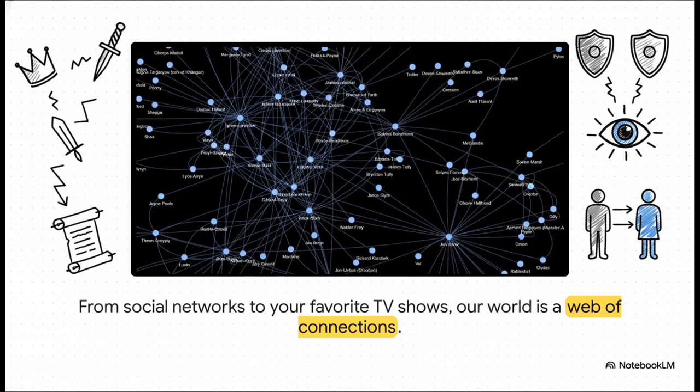Just take a look at this. This is a map of all the character relationships in Game of Thrones. And yeah, at first glance, it just looks like a total mess, right? A tangled web. But what if a computer could look at this and instantly understand who the heroes are, who the villains are, or even predict who's about to betray who? How in the world would a machine even start to figure that out?